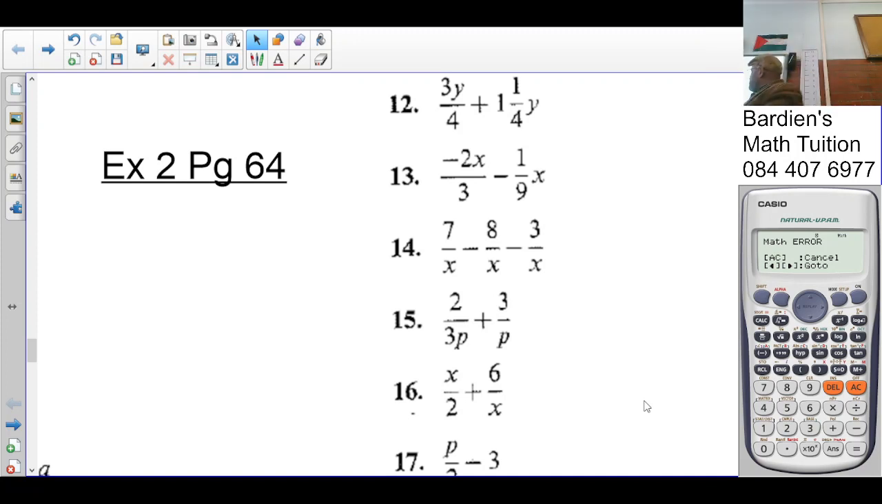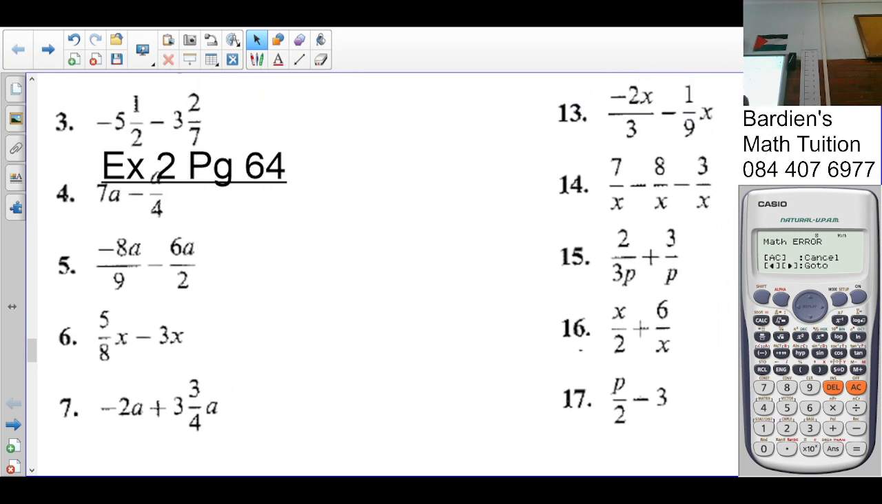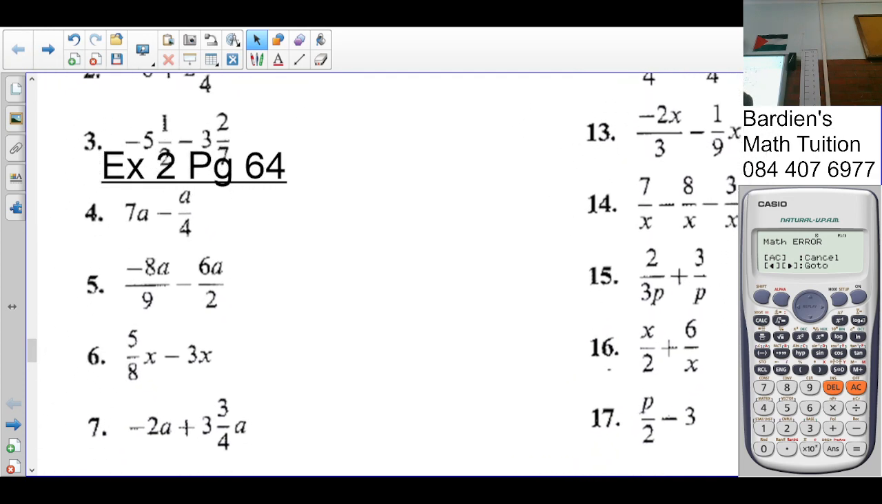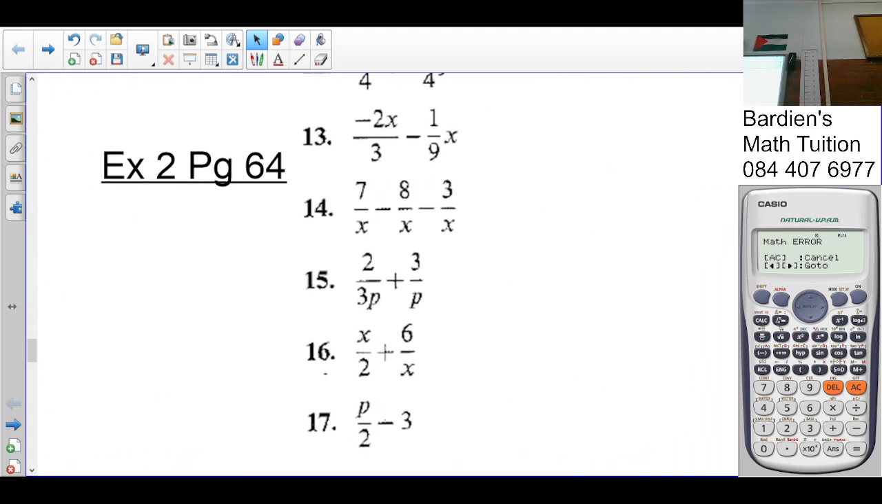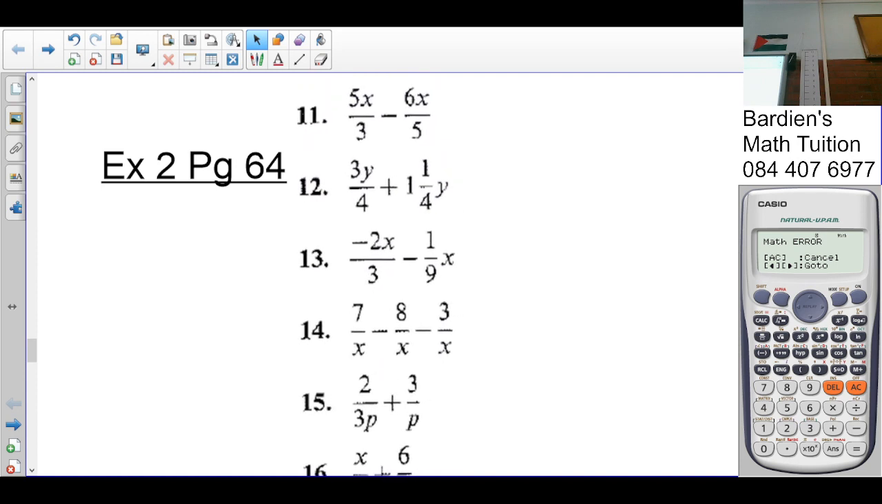Number 10 is wrong. It is 11 over 2c. Any issues there? Must I explain? Do you guys understand? Yes, you understand. Okay. Number 12? Negative 2y. No? Number 12, no?